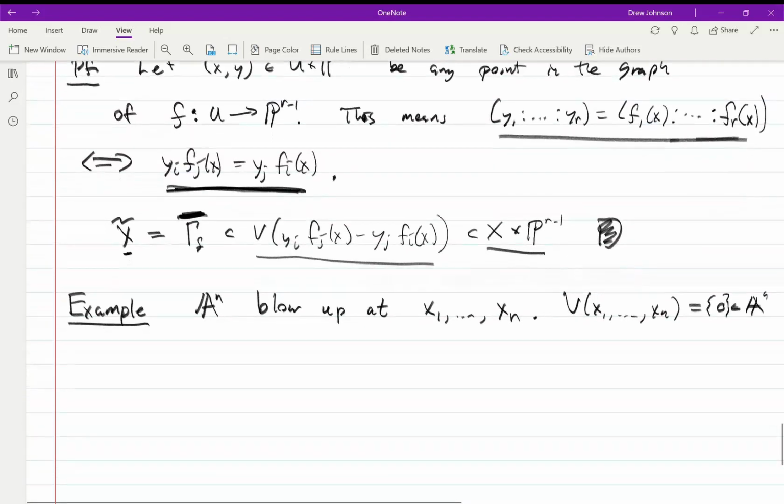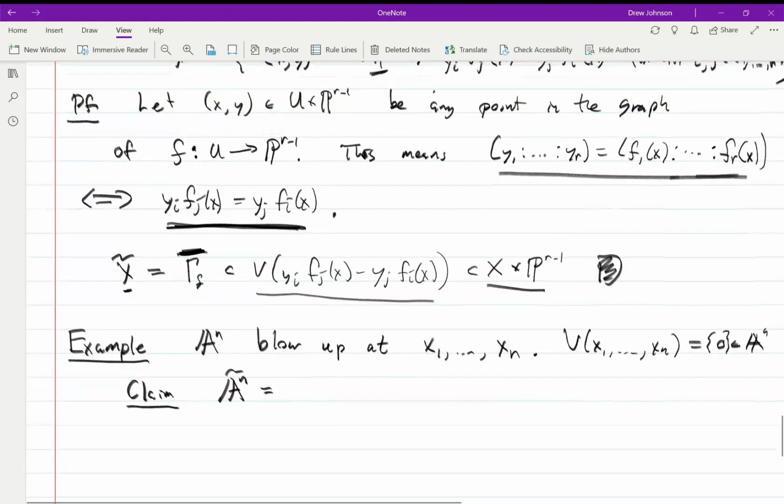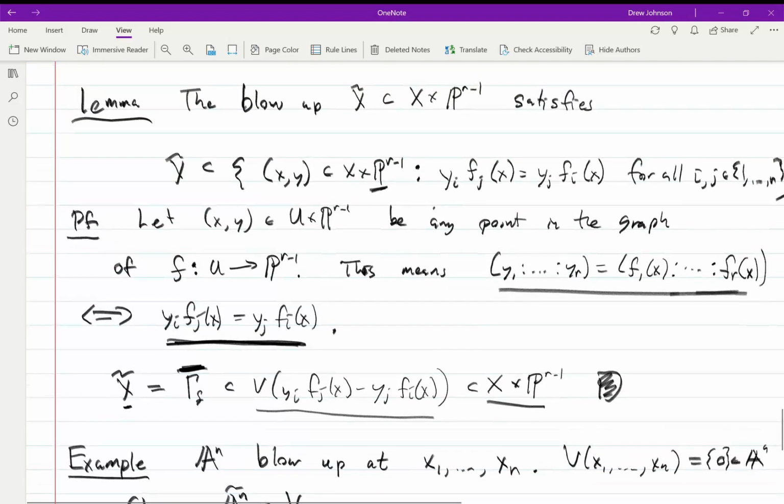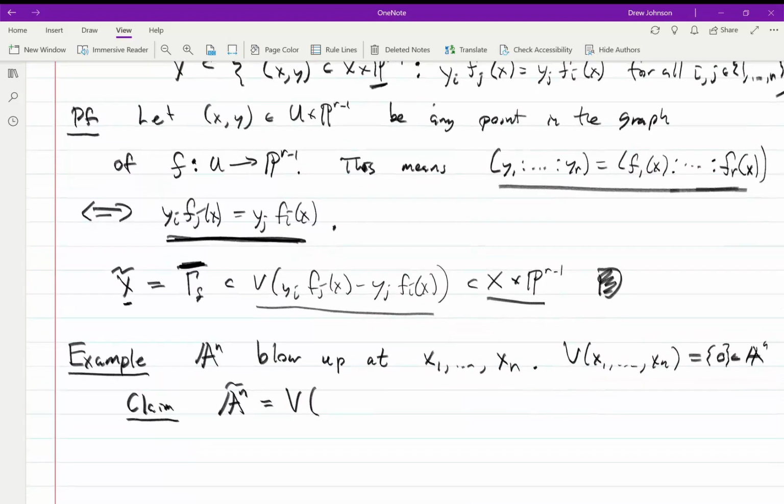All right, so what does this look like? So first claim is that A^n tilde is actually equal to the vanishing locus described in the previous lemma. So it's actually going to be equal to y_i x_j minus y_j x_i inside of A^n cross P^(n-1).